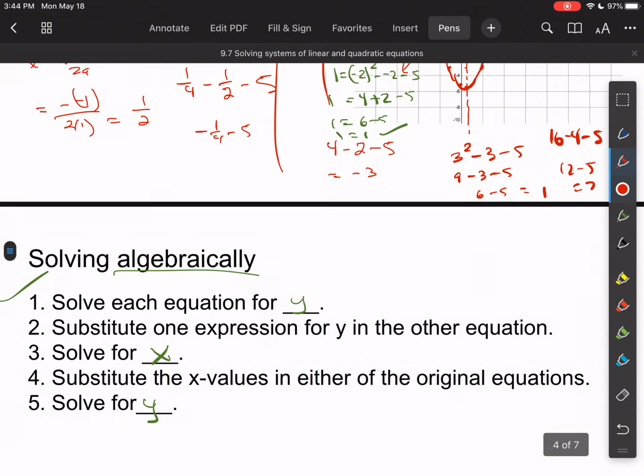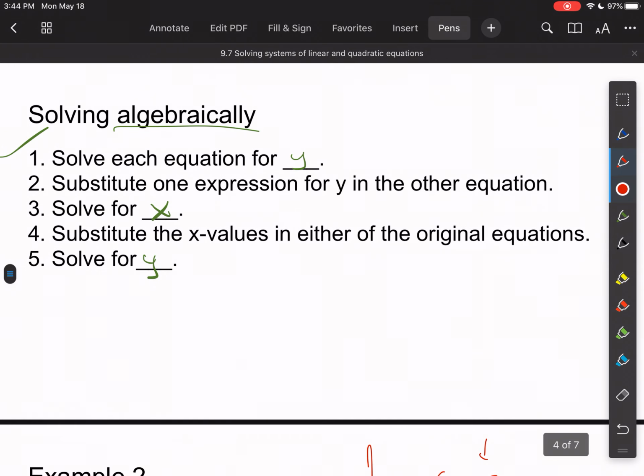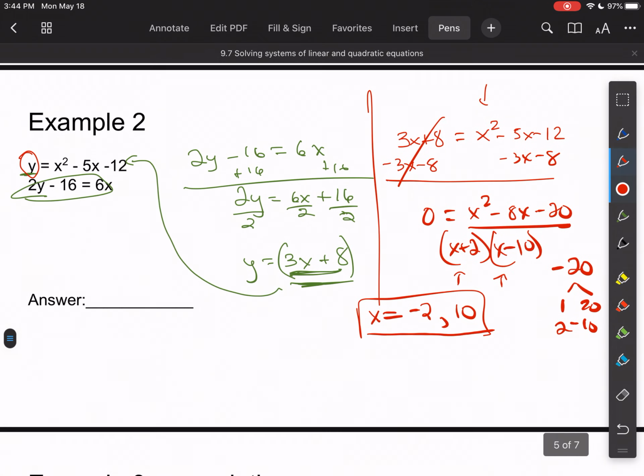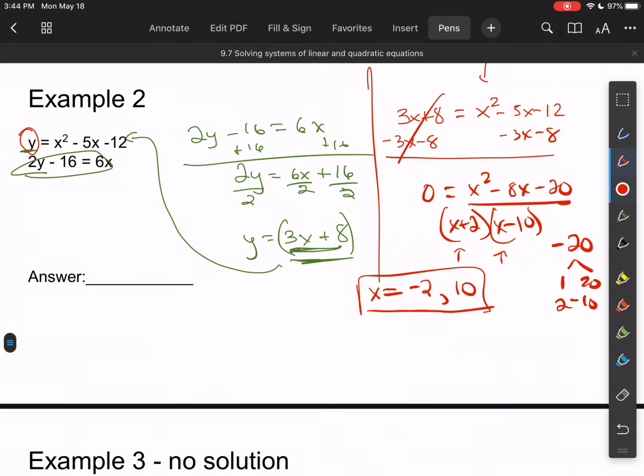It's an intersection. So these are my possible x coordinate intersections. I've substituted in and solved for x. Now I'm going to take those x values and plug them back into either one of my original equations, and it'll give me my y. I always like to go into the linear equation because it's a lot easier.